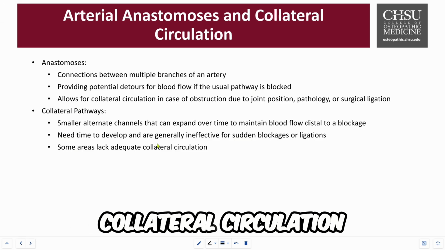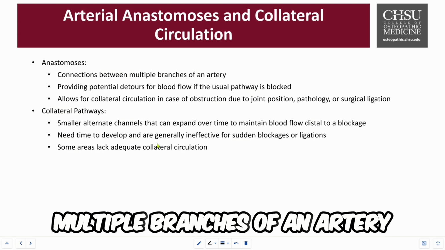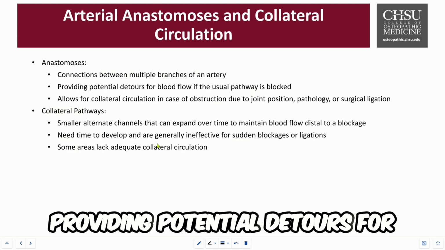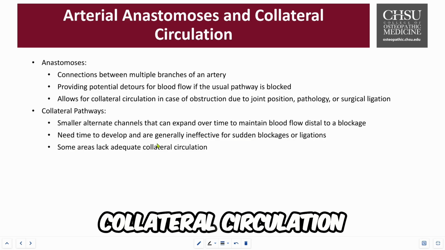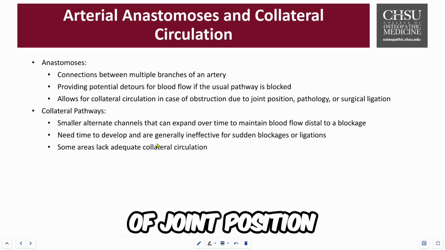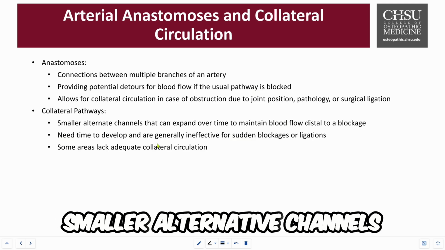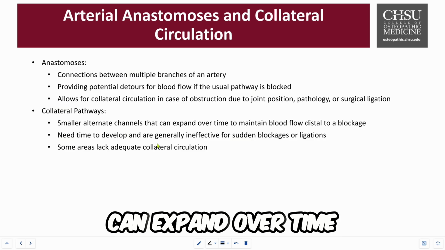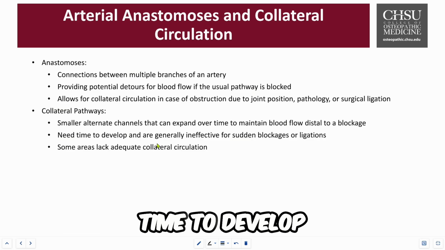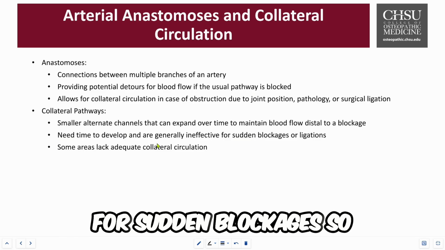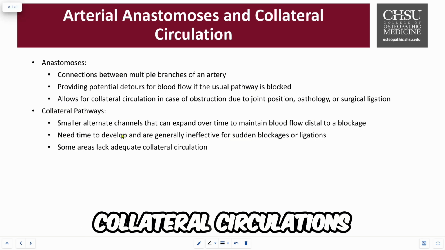Arterial anastomoses and collateral circulation. Anastomoses are connections between multiple branches of an artery. Their importance lies in providing potential detours for blood flow if the usual pathway is blocked, and this allows for collateral circulation. In case of obstruction due to any kind of joint position, pathology, or surgical ligation, these collateral pathways are smaller alternative channels that can expand over time and maintain the blood flow around that blockage. However, it is important to note that they need time to develop and are generally ineffective for sudden blockages. Some areas of the body also lack adequate collateral circulation.